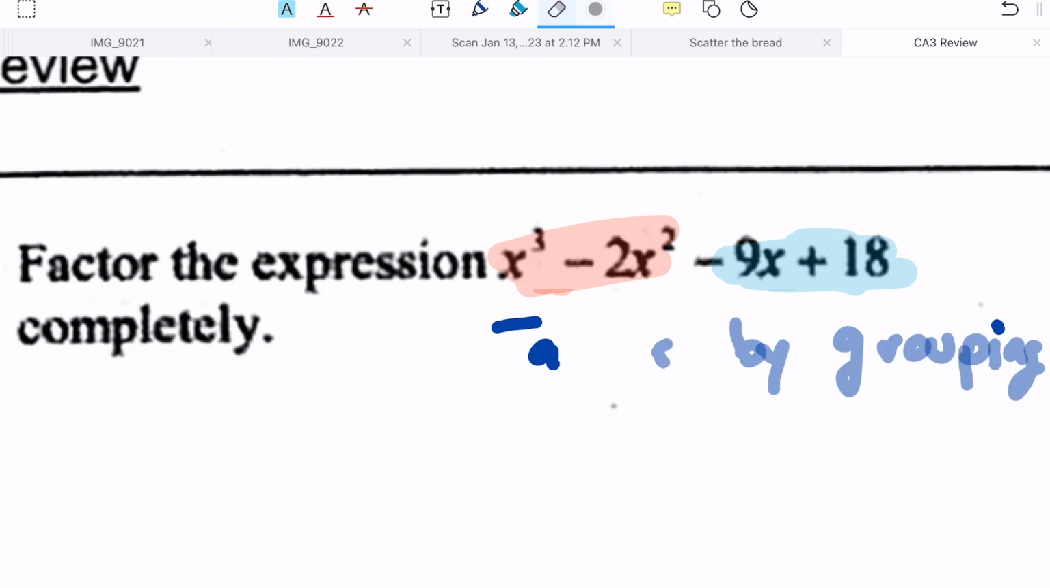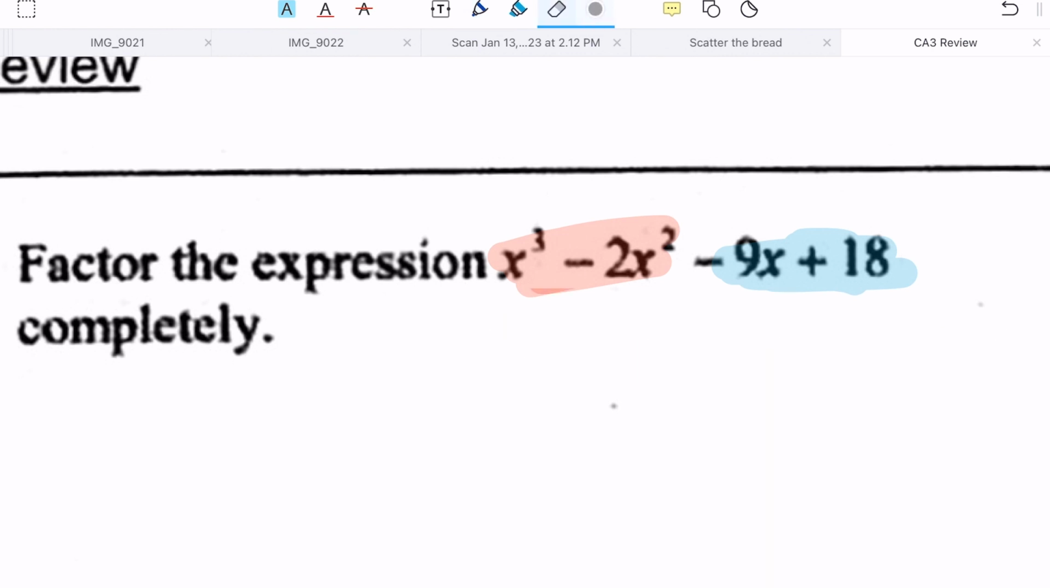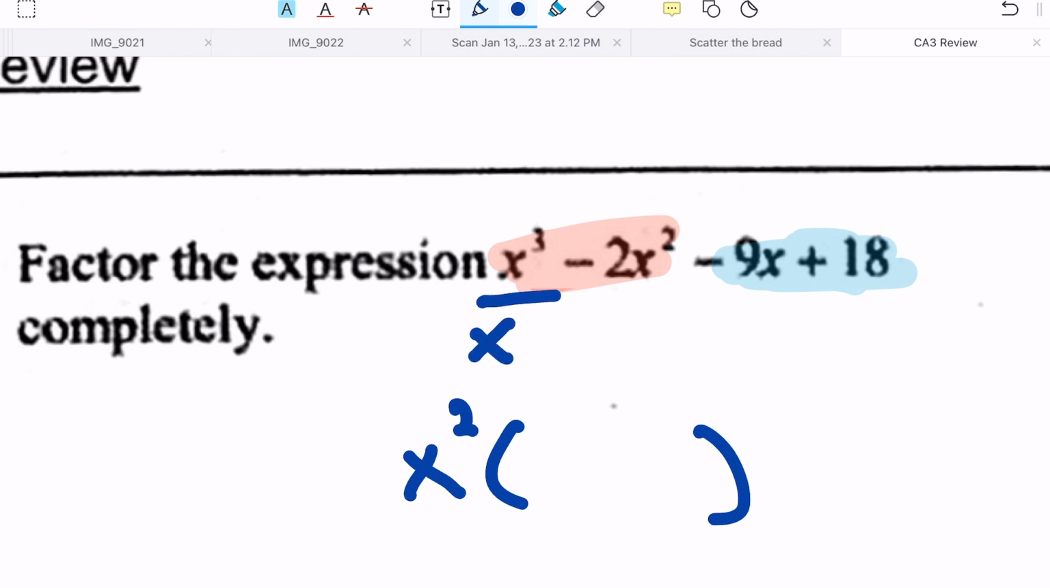So we're going to divide by the x squared, that's a common term in both of these. And what's left? Well, x cubed divided by x squared. That's just x to the 1, right? We subtract the exponents. 3 minus 2 is 1.